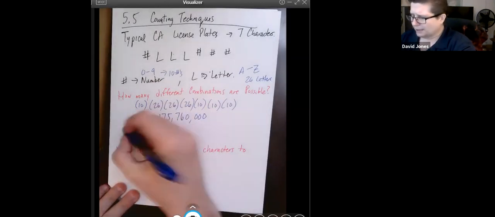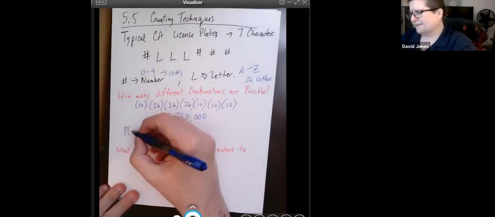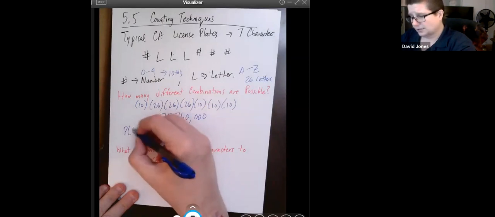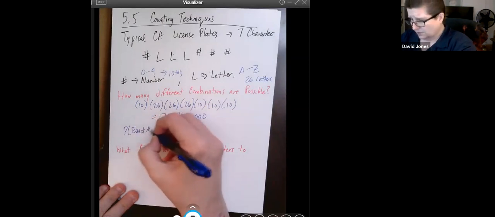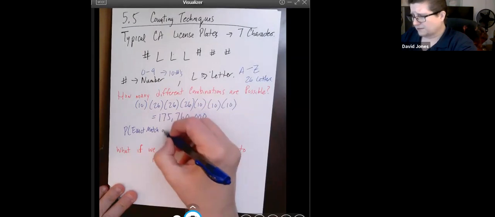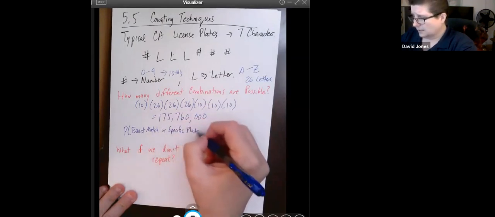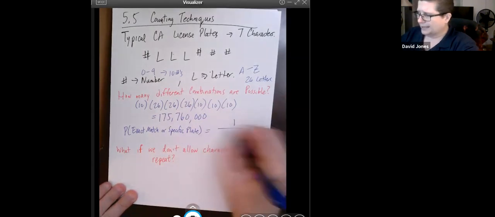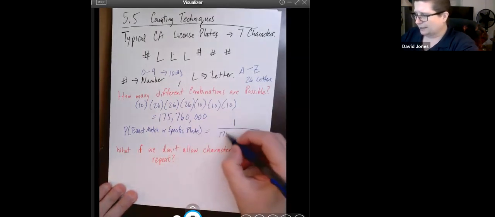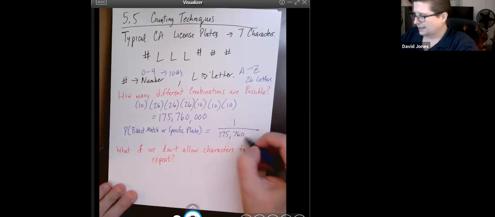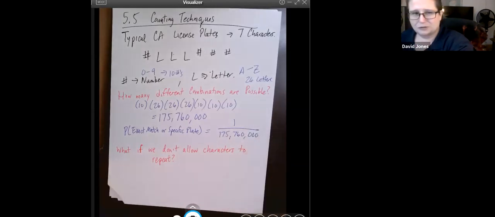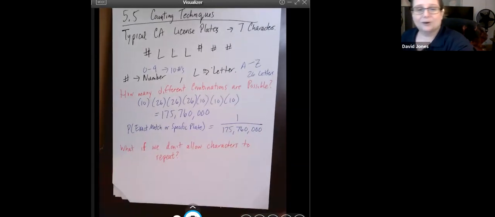So the probability of having an exact match or specific plate, there's only one plate that has it because they don't repeat license plates. That would make it so cops couldn't do their job. Only one car has that license plate out of 175,760,000. That's a really small number.